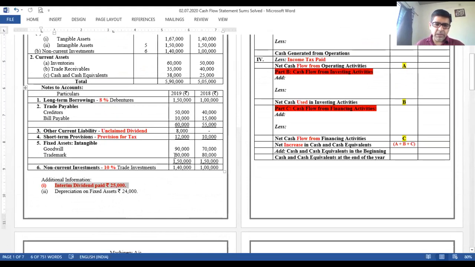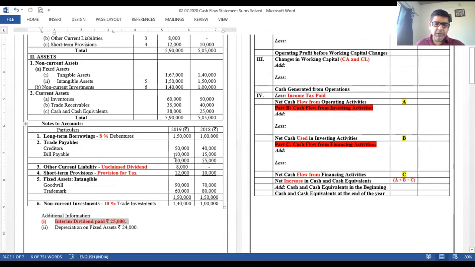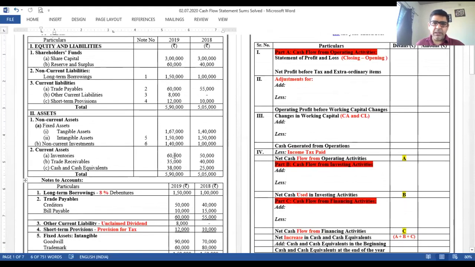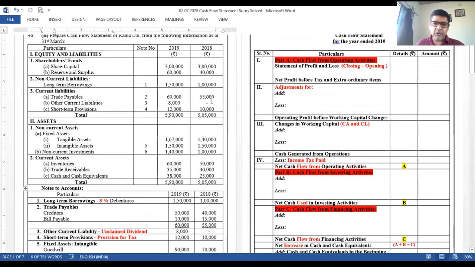Now, when you talk about interim dividend, that's an expense for us, and I'm sure you remember this part, the first part of operating, in which I have already taught you about the debit. The I part of that is interim dividend. So let me put it over here. Interim dividend.